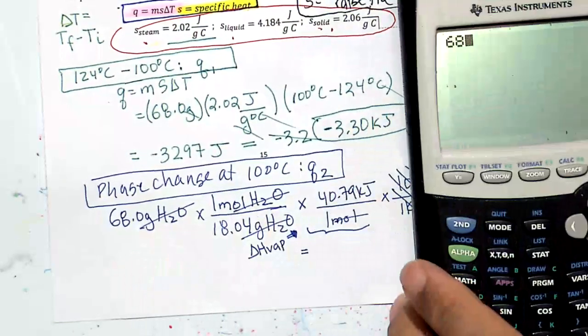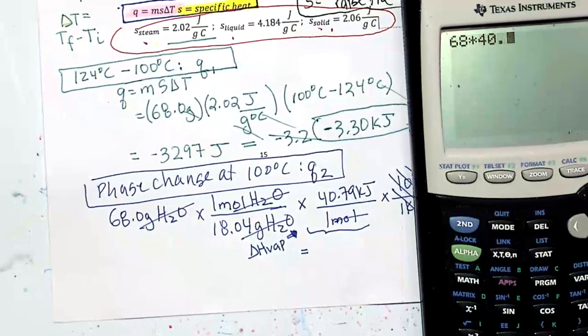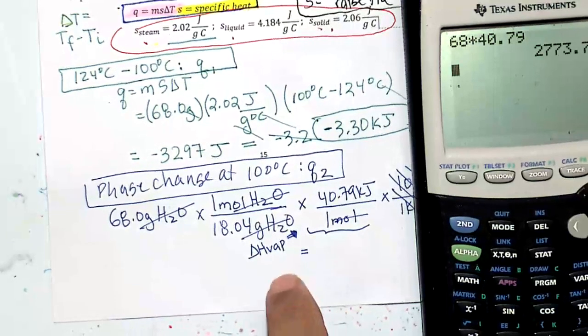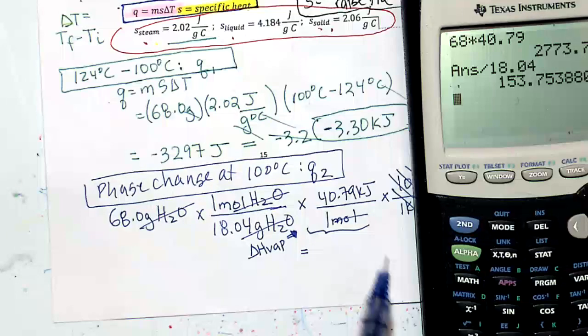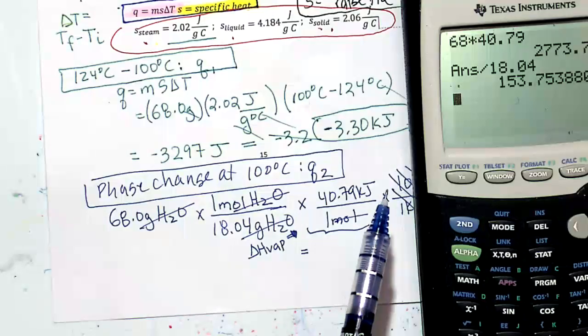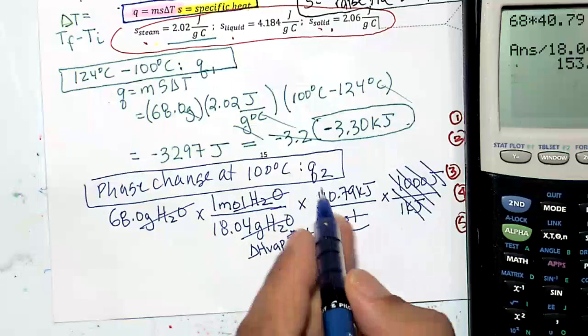So 68 times 40.79, okay, divided by 18.04. And we have about 154 kilojoules. Okay, 154 kilojoules.